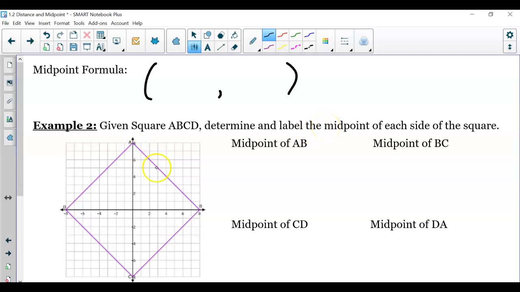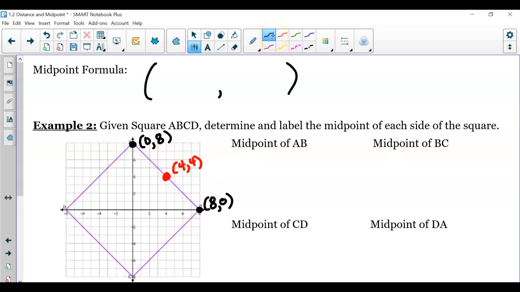And let's identify, because you could identify visually, what is the midpoint of AB and BC. Then we'll identify possibly what that midpoint formula is. So let's identify the midpoint of AB. Well, A is here at 0, 8, and B is at 8, 0. If I notice visually, my midpoint in the middle here is right here at 4, 4. So keep in mind, that is the midpoint.